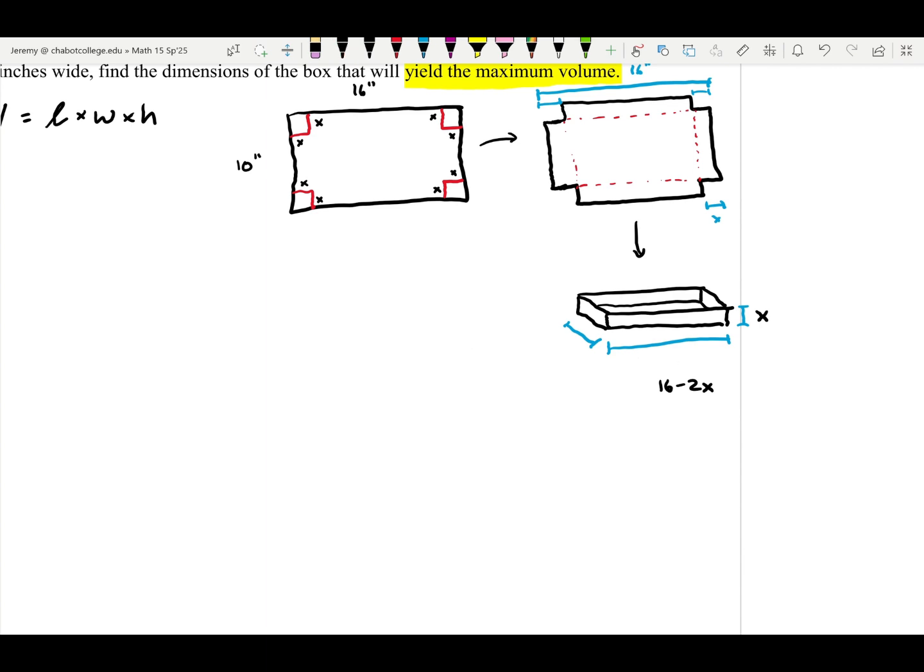Okay, so if that's 16 minus 2x, what is this one going to be over here? Well, this edge was originally, looking at the piece of cardboard, 10 inches wide. And then we folded up two flaps, each of which had a width of x inches. So this is going to be the same kind of thing, 10 minus 2x.